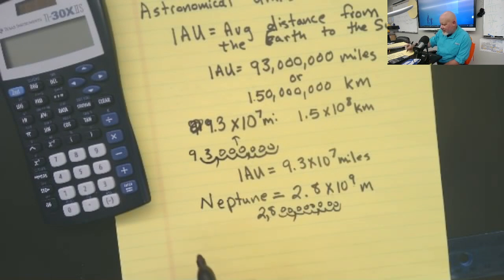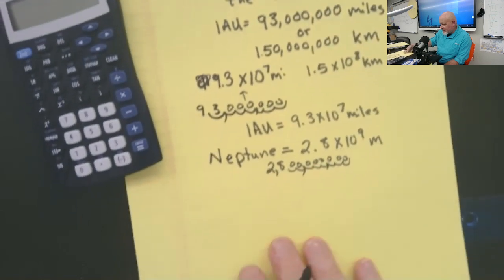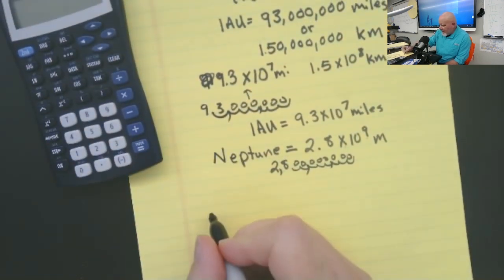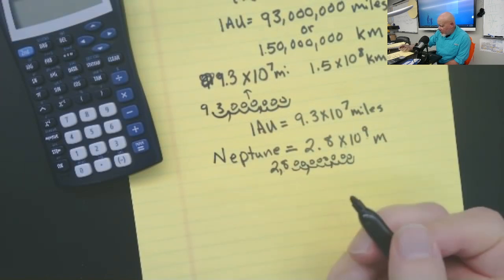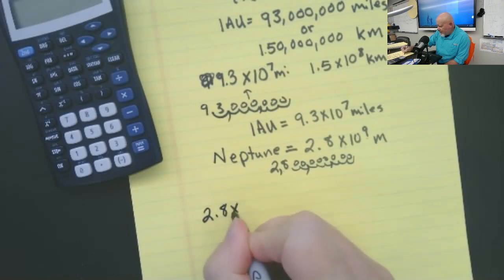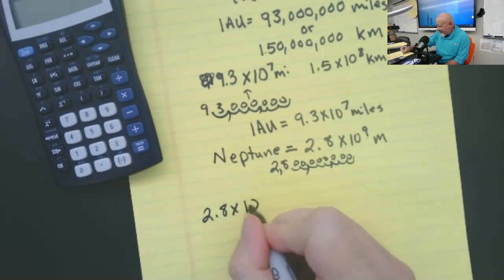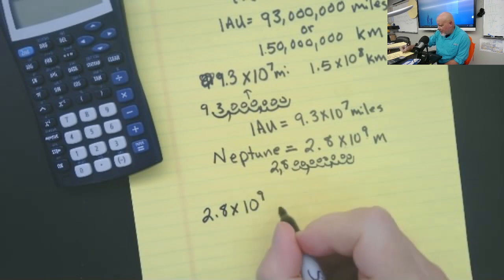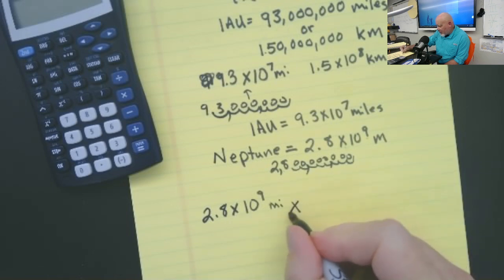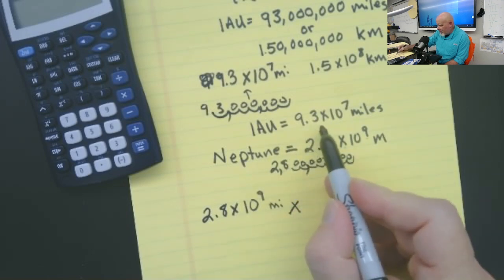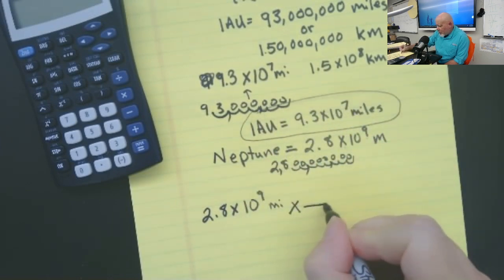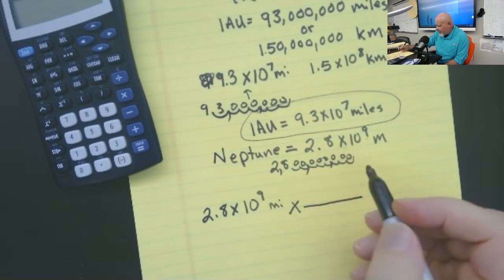Well, this is what we did in metric to English conversions in the last video that I made for you. That's where you take what we know. So we know that Neptune is 2.8 times 10 to the ninth power miles. And the metric conversion that we're going to multiply it by, well, 1 AU, this is right here, 1 AU is 9.3 times 10 to the 7th.